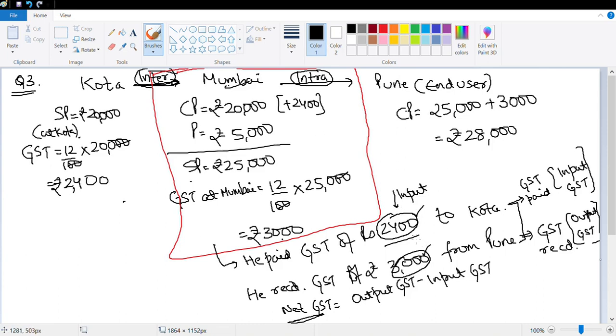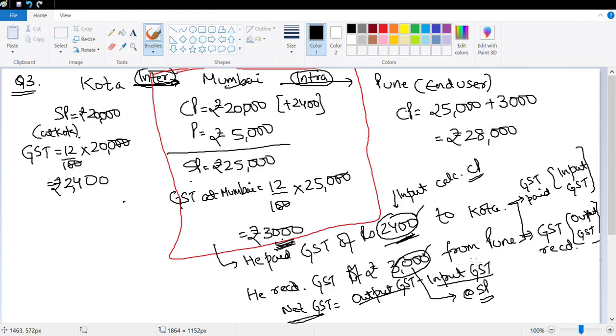Now input, what was this 2,400 calculated at? It was calculated at 20,000. So input is calculated at CP for this guy. I'm talking only specifically for Mumbai, right? And output is calculated at SP, because it was calculated at 30,000. When we solve another question, it'll be clear. So this is basically known as net GST paid is equal to output GST minus input GST.